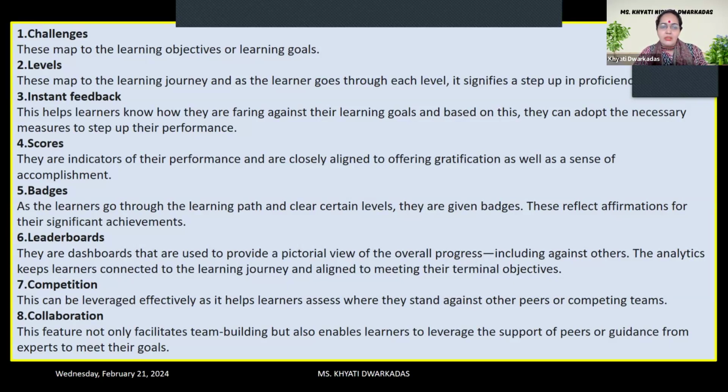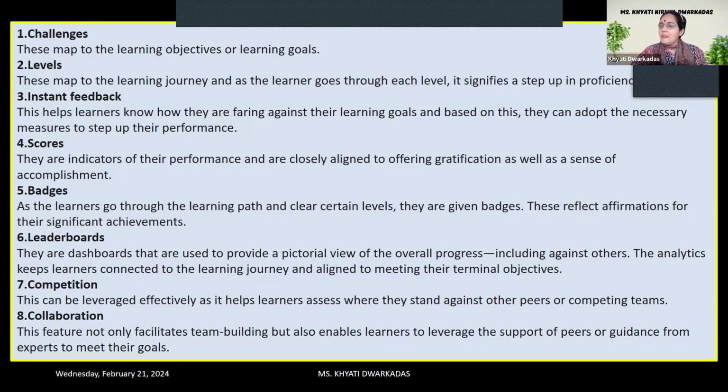Badges are given, which reflect significant accomplishments. So maybe to earn a badge, you need to complete 5 or 10 or 15 levels. There are leaderboards. So if the whole class is playing together, like have you played KBC fastest finger? If you've done that, then you would know you get to see a leaderboard with the number of seconds or fraction of a second in which the answers have come and whether they are right or wrong. So this kind of a leaderboard is also available in certain gamification tools.